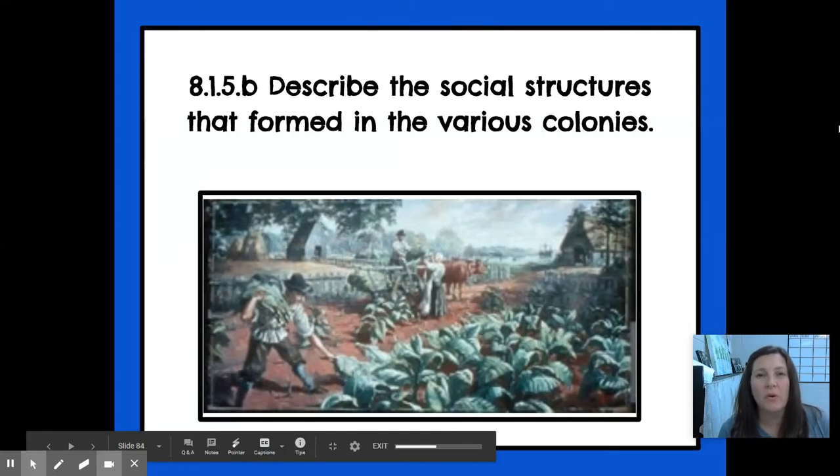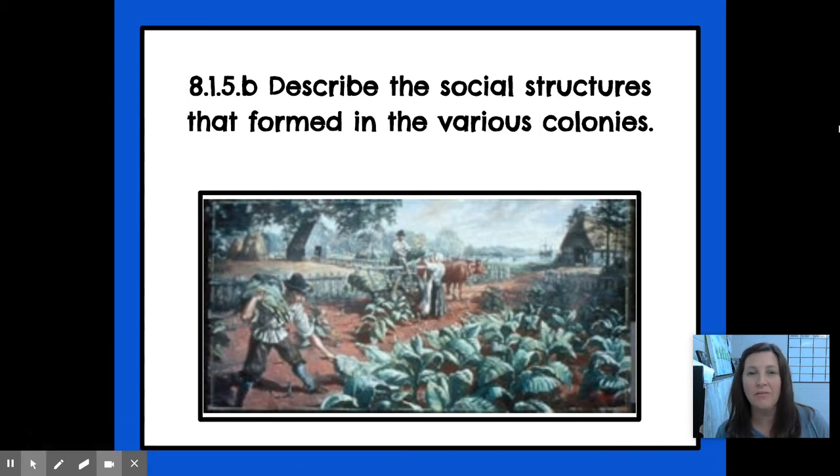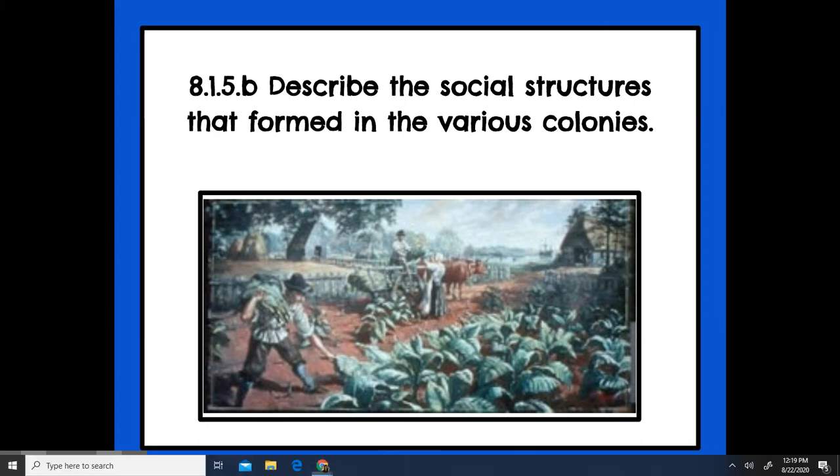Hey, today we are going to be talking about the standard 8.1.5 again. However, we're going to be talking about the second part of the standard. The first part of the standard talked about the House of Burgesses, the English Bill of Rights, and the Mayflower Compact. The second part focuses on the social structures that formed in the various colonies. So I feel like this needs its own video.